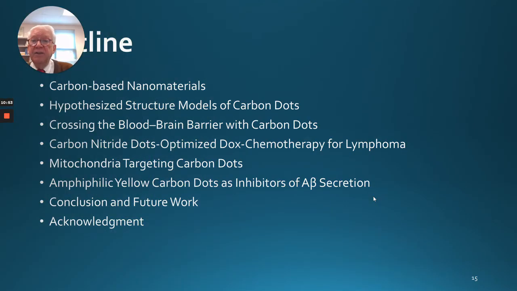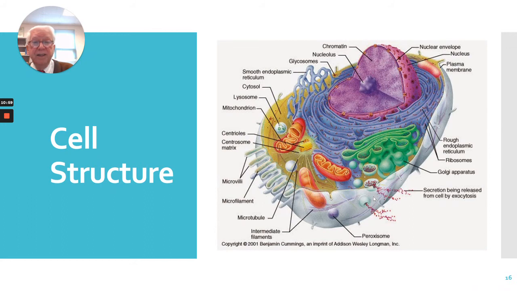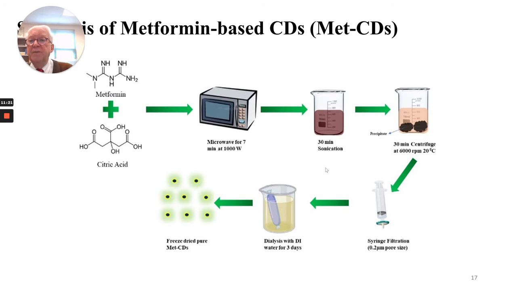So the next slide, in terms of application, was mitochondria. Why? Because as you know, mitochondria in the cell structure is in the cytoplasm, and as shown for this mitochondria, this is the energy, I would say, that dissipates this energy into the different sites or different organelles needed to function. So what we used was the metformin with citric acid, which is the bottom-up approach, and having this reaction using microwave for 7 minutes at 1000 watt.